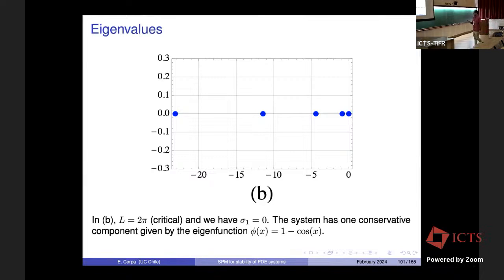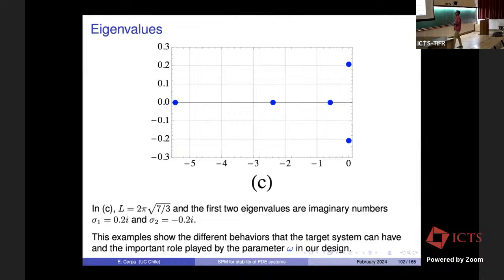Of course there are other situations, for instance here, L equal to 2 pi square root of 7 over 3. Here you find numerically these two eigenvalues: minus 0.2, and a positive one.